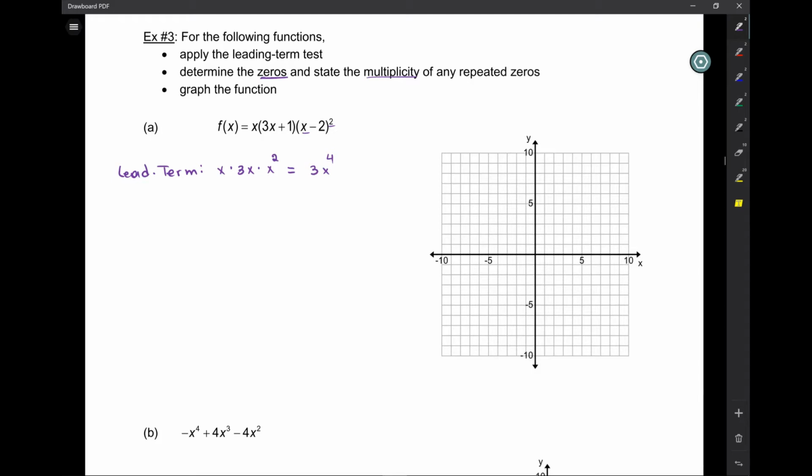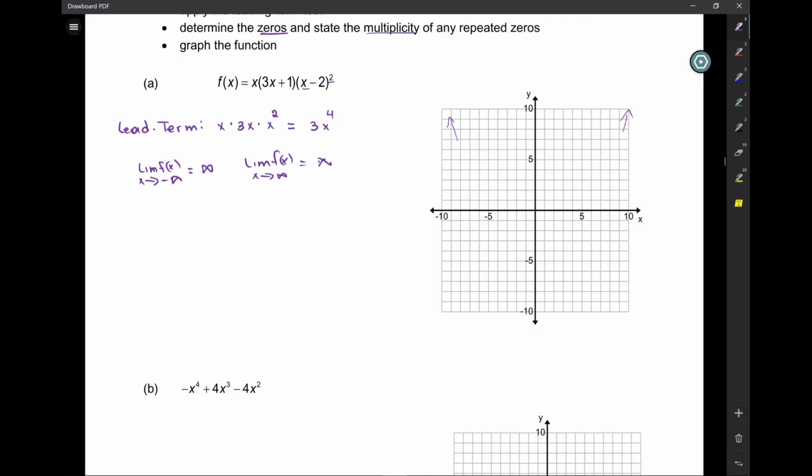Okay? So just take the leading terms of each binomial. Now, with this, the limit of f of x as x approaches negative infinity is what? Positive infinity. And the same for the other side. What does this tell me? As x approaches negative infinity, this is going up. As x approaches positive infinity, that's going up. So I put those little guiding arrows for myself. Okay, what are the zeros?